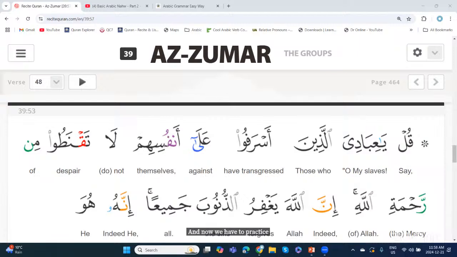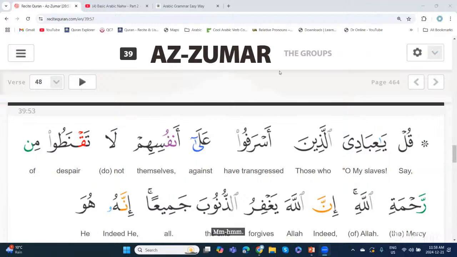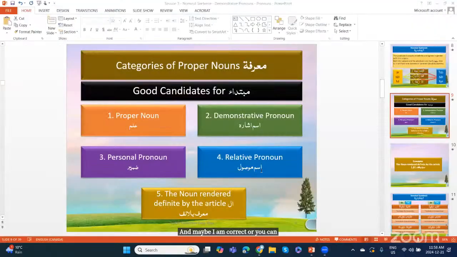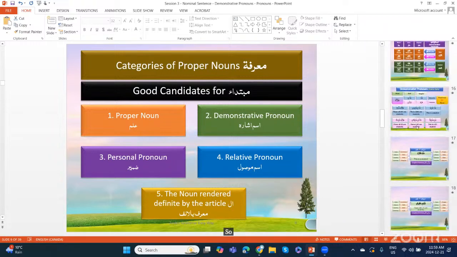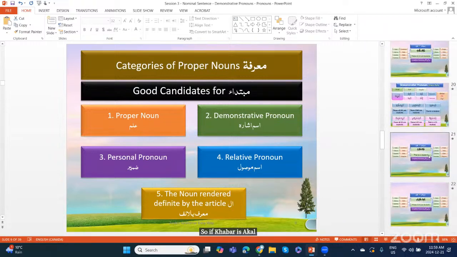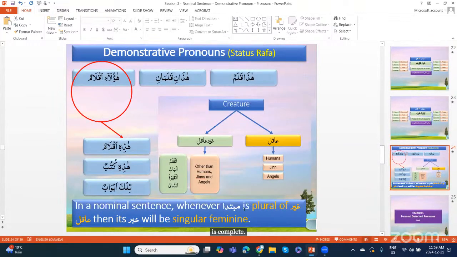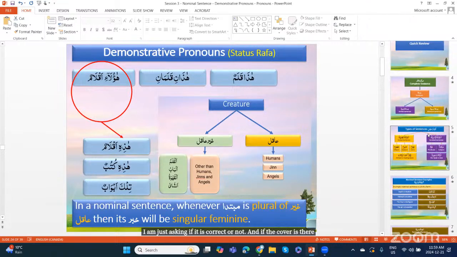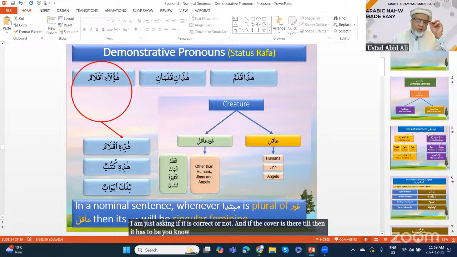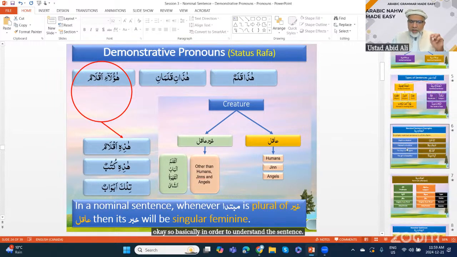If you remember in the earlier part, I was fumbling with the murakkab tam, and maybe I am correct, or you can tell me, when you talked about akil and ghair akil. If the khabar is akil, in that case the sentence is complete. I am just asking if it is correct or not. And if the khabar is ghair akil, then it has to be given some details. Basically, in order to understand the sentence, you don't have to worry about akil, ghair akil at this point.